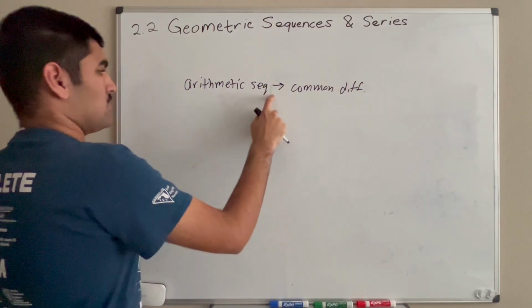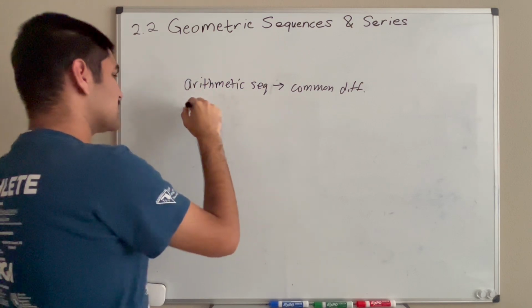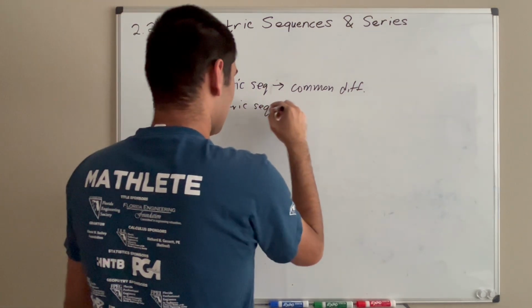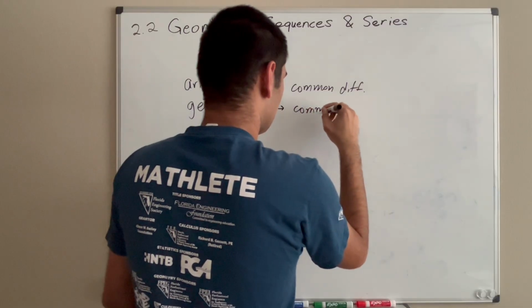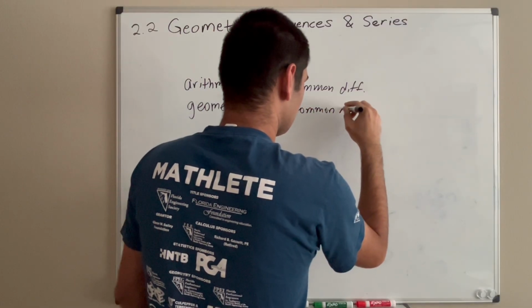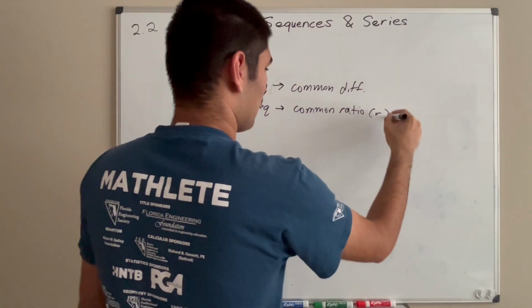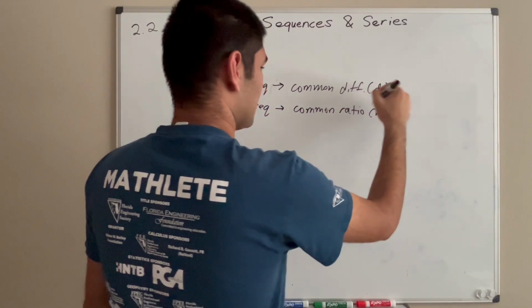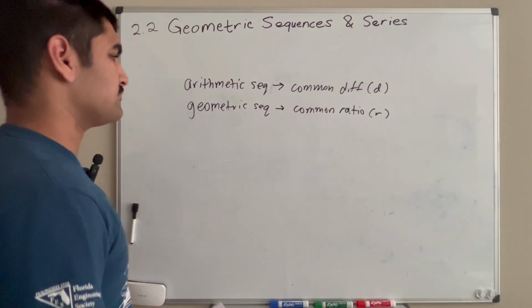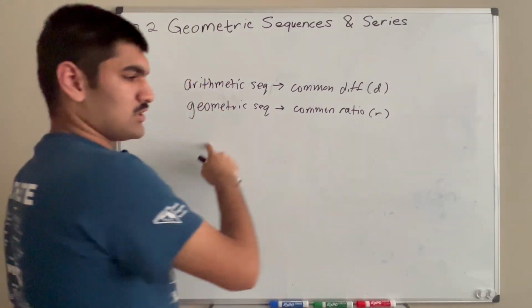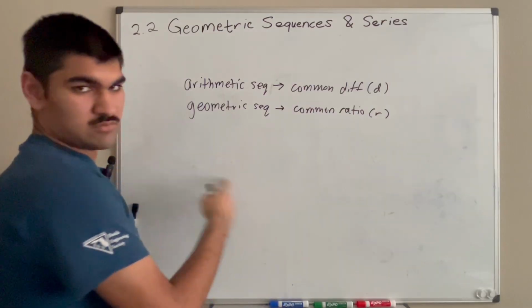Okay, so a geometric sequence then is one that has a common ratio. And we usually denote common ratio as R, and we denote common difference as D. So a common ratio is essentially now you're multiplying every previous term to get the next term.